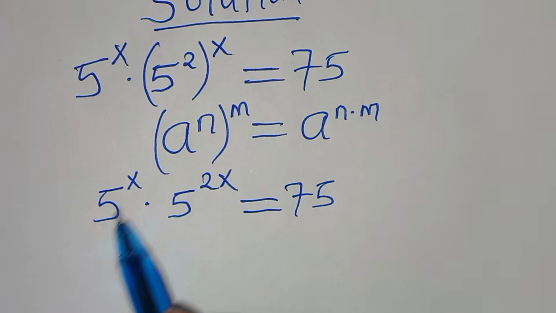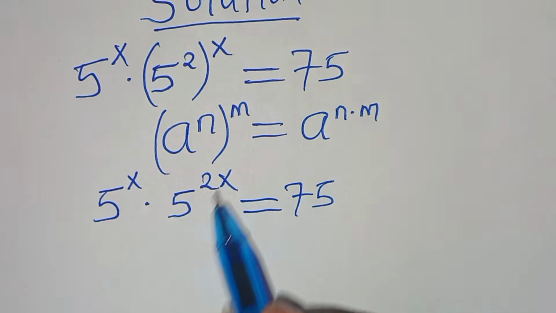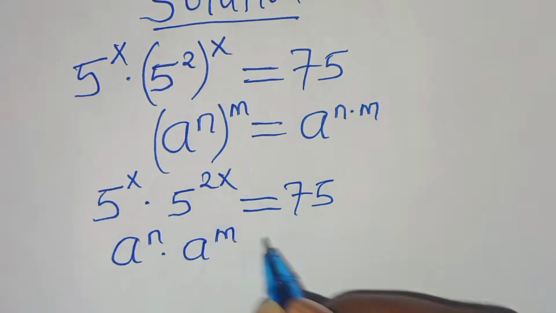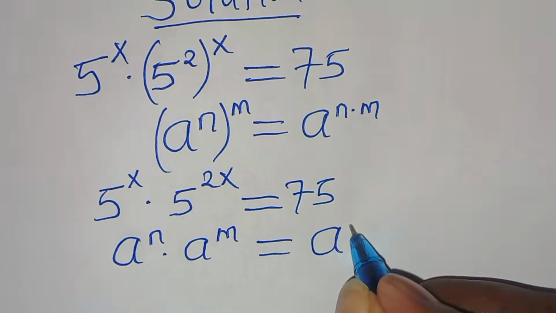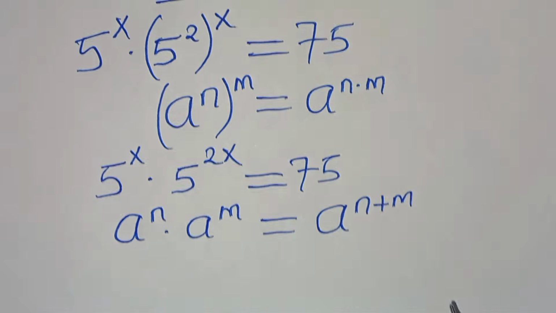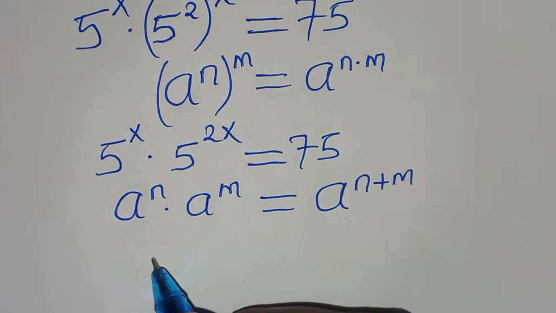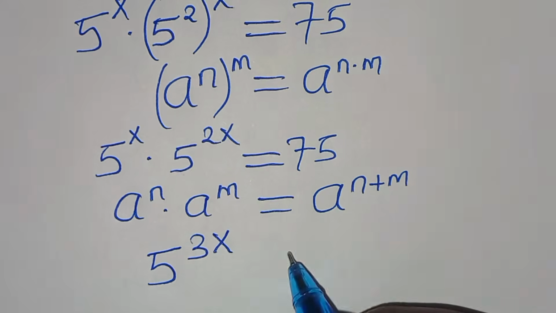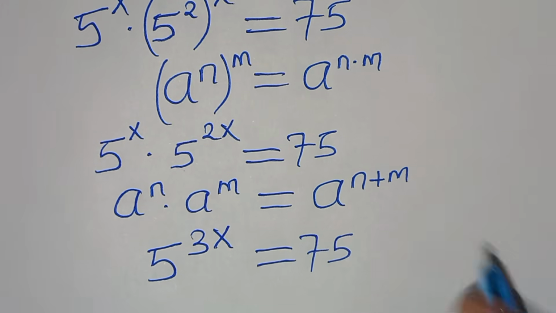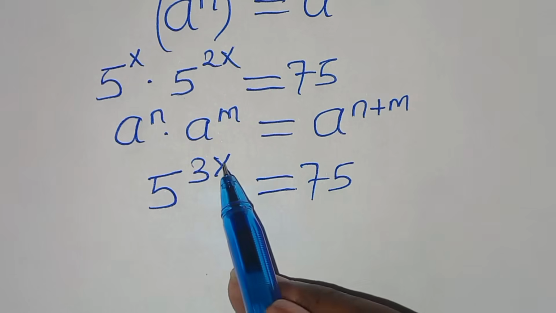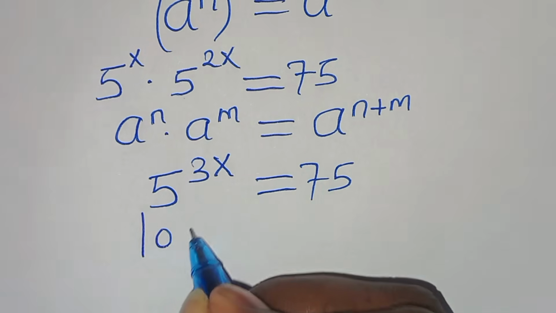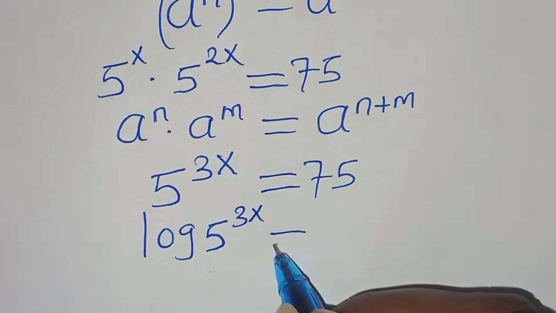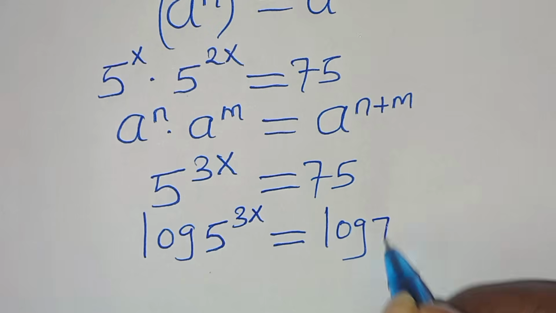The next step is that 5 to the power of x times 5 to the power of 2x, this is in the form of a to the power of n times a to the power of m, which we can express as a to the power of n plus m. Applying this exponent property, then we have 5 to the power of x plus 2x. This is equal to 3x, and then this is equal to 75. To solve for x here, we introduce logarithm on both sides such that we have log 5 to the power of 3x. This is equal to log 75.